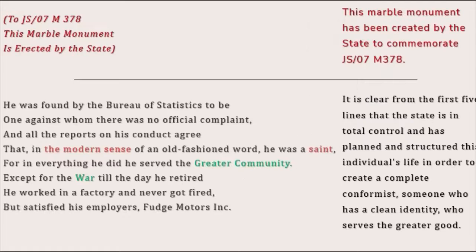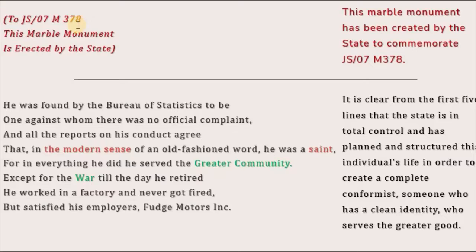So if we go to the poem, before starting with the actual text, we have this kind of epigraph. What does it say? To JS07M378, this marble monument is erected by the state. So we can imagine there is a statue that is built for this citizen, and below this statue, as you stand before it and you read, there is some inscription which refers to this person as JS07M378. So there is no name actually.